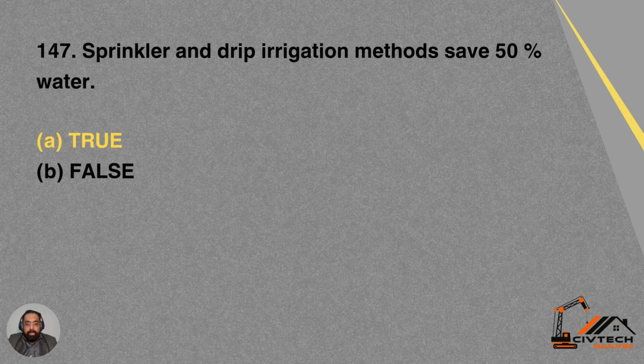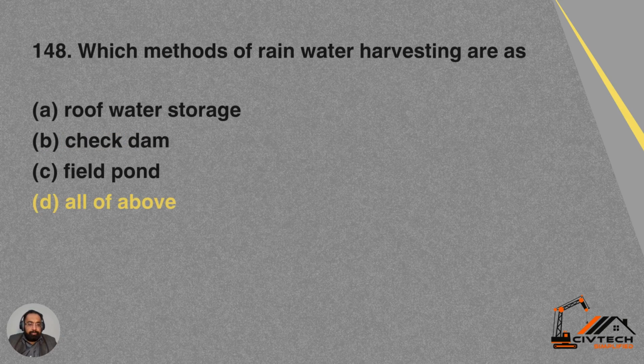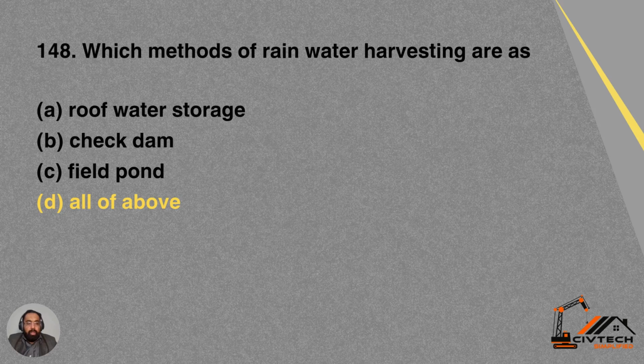147. Sprinkler and drip irrigation methods save 50% water. A is true and B is false. So yes, they save 50% of the water. It's true. Sprinkler and drip irrigation save 50% of the water.